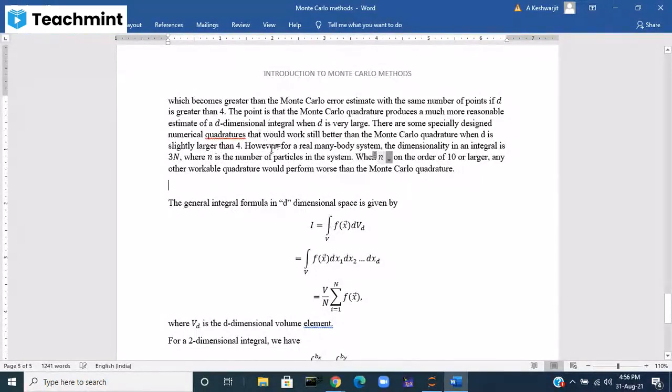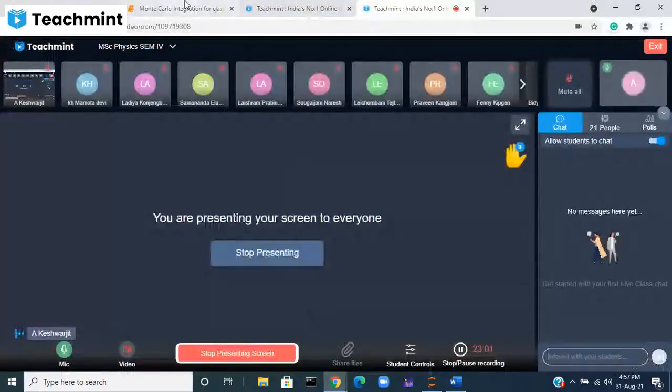The real advantage of Monte Carlo integration is when we calculate multi-dimensional integrals. Let me see if I have another example.